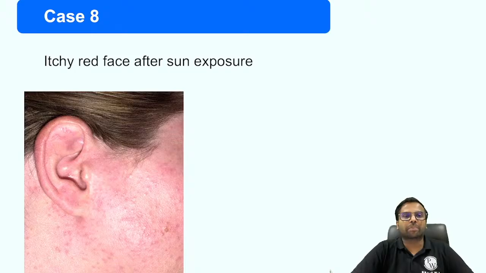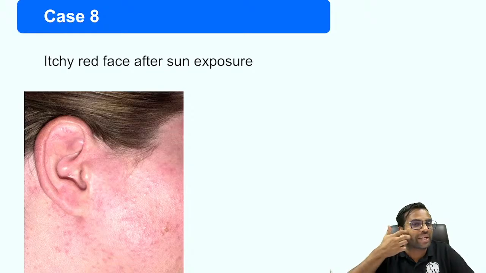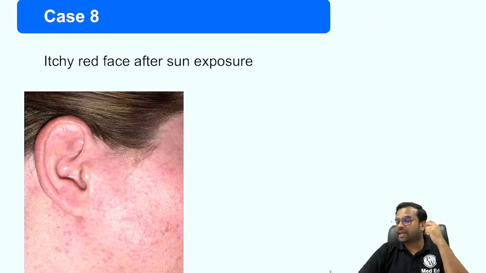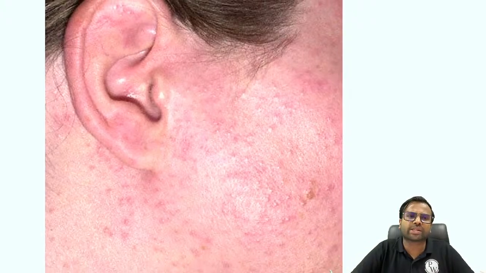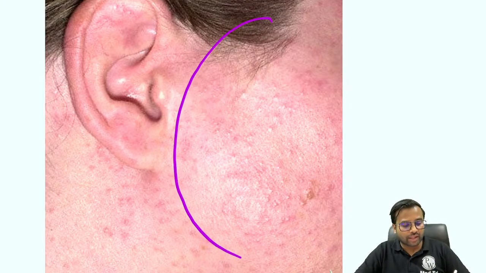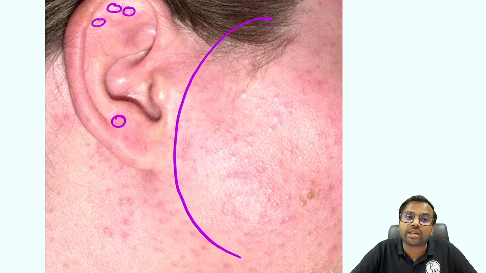Now we are getting another patient again with the same symptom of facial erythema. But the patient is saying that he is getting some itchy red face after sun exposure. Now, why sun exposure? I'll just zoom this image for you. When I zoom this image, I can see that if this were acne vulgaris, meaning normal pimples, they would have been restricted to the face. You will not find these kind of bumps over the ears, right?